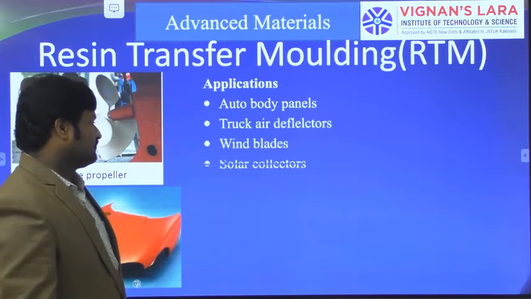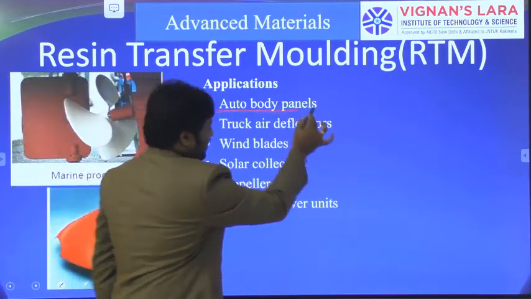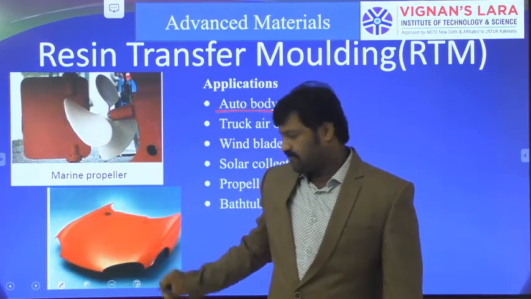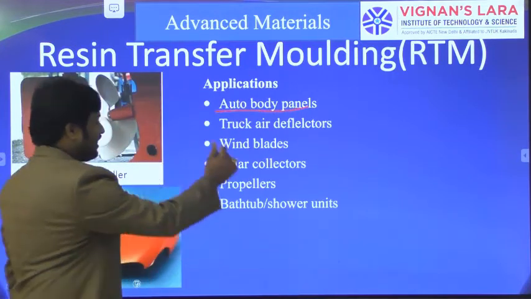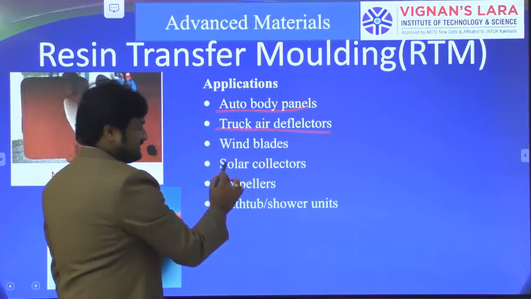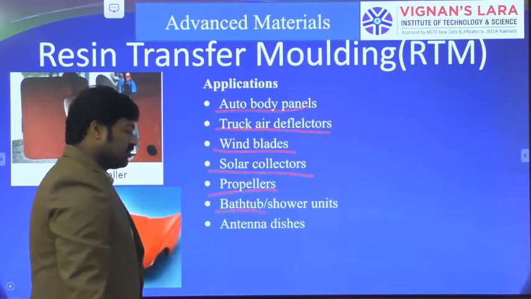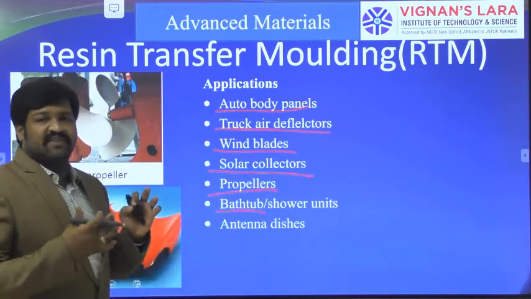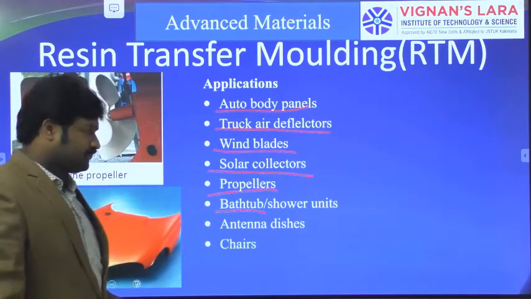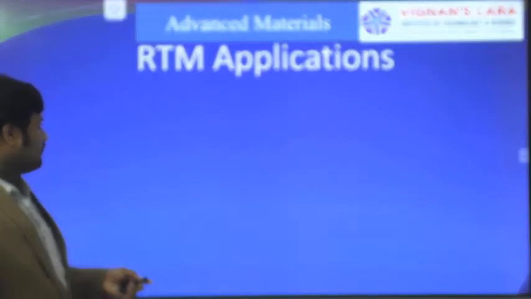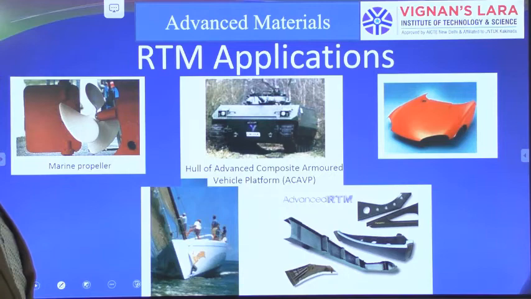Next, applications. These are the various applications for producing automobile body panels. This is one of the examples for that. Similarly, truck air deflectors, wind blades, solar collectors, propellers, bathtubs. So wherever we require the surface finish to be good, then we will go for this process. Similarly, these are the various applications of our process.